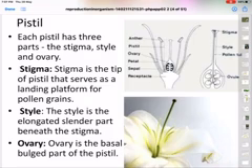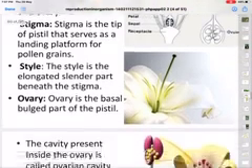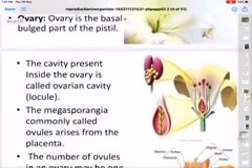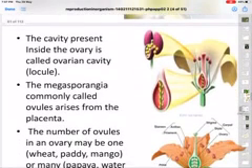Stigma is the tip of the pistil that serves as a landing platform for pollen grains. And style is the elongated slender part beneath the stigma that helps in making a path for the pollen grain to reach the ovule. And ovary is the basal bulged part of the pistil. The cavity present inside the ovary is called locule, the ovarian cavity.